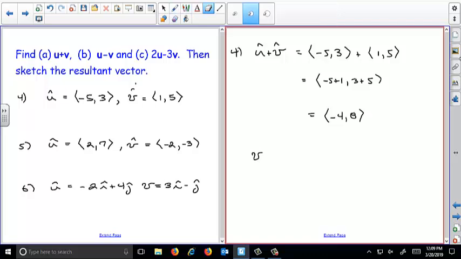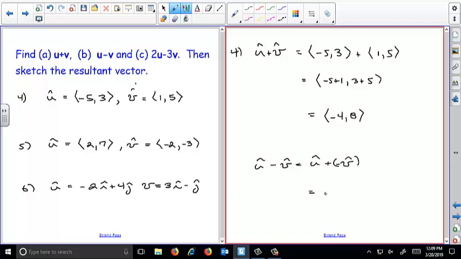Okay, now to do u minus v, that's the same as u plus negative v. So what I would do is write out u, which is negative 5, 3, and I would add the additive inverse of that. So you change these to negative signs. So this is negative v, and then I add them together. So you got negative 5 plus negative 1 is negative 6, and 3 plus negative 5 is going to be negative 2. You could also think, if I take negative 5 subtract 1, I get negative 6, and 3 subtract 5, I'd get negative 2.